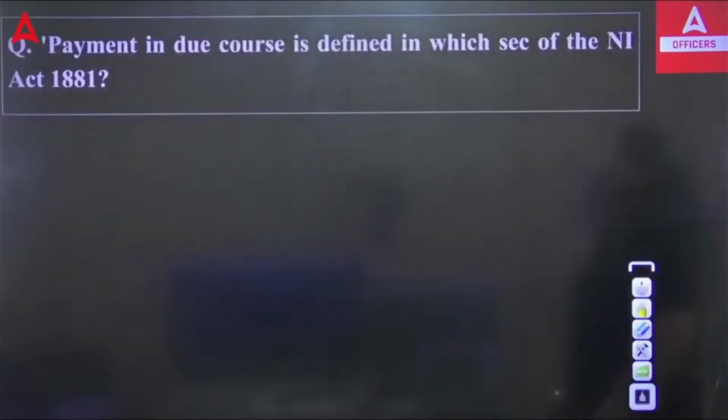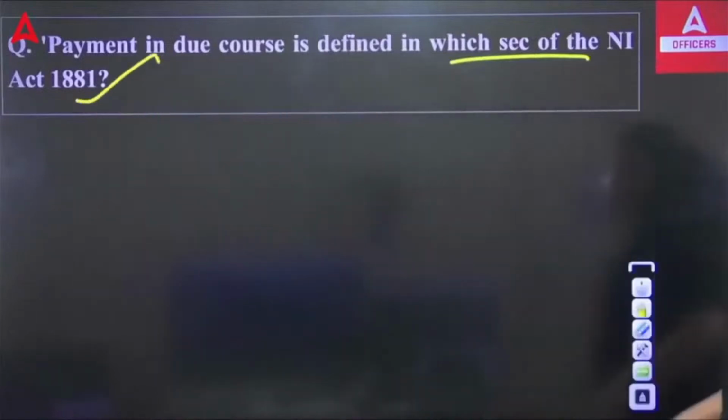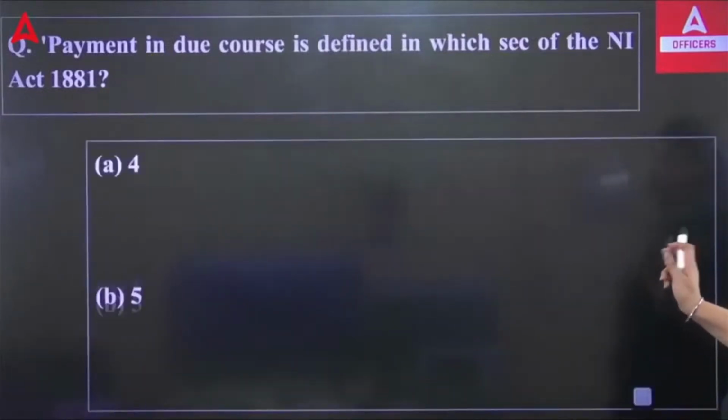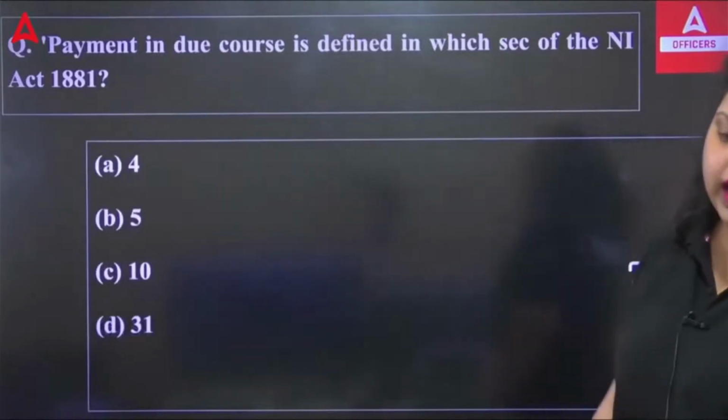Next, payment in due course is defined in which section of Negotiable Instruments Act 1881? So, payment in due course is defined under which particular section? You have to answer. Section 4, 5, 10 or 31.